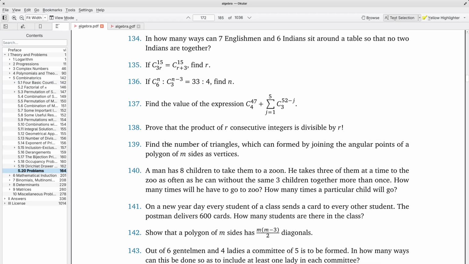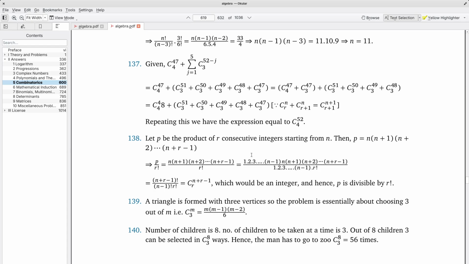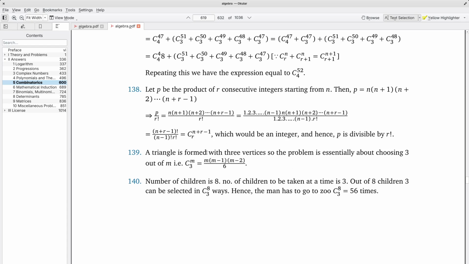Question 139 says, find the number of triangles which can be formed by joining the angular points of a polygon of m sides as vertices. So a triangle is formed with 3 vertices, so the problem is essentially about choosing 3 out of m, that is mC3, which is equal to m into m minus 1 into m minus 2 divided by 6.